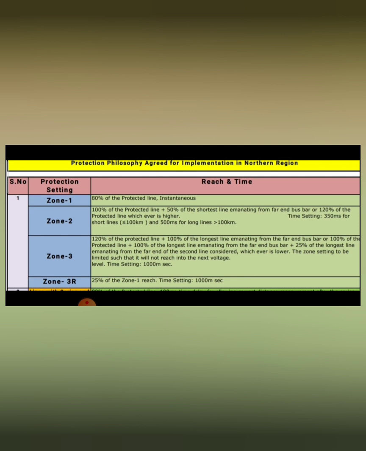Zone 4 or zone 3R reverse, it basically looks in the backward direction. The usual reach is 25% of zone 1 and the time setting is the same as zone 3, 1000 millisecond or 1 second. I hope this will help you.